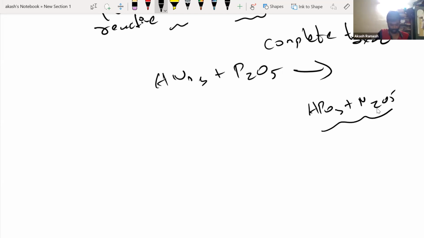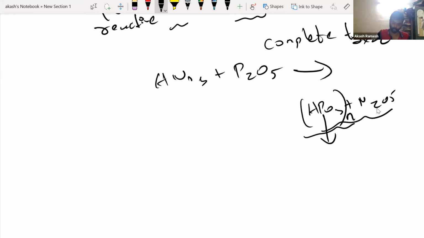Absolutely. Right. HPO3, what is the name of the acid? Anybody knows? Actually, this is not a monomer. This exists as a polymer. It's like HPO3 n times. That's how we write it.